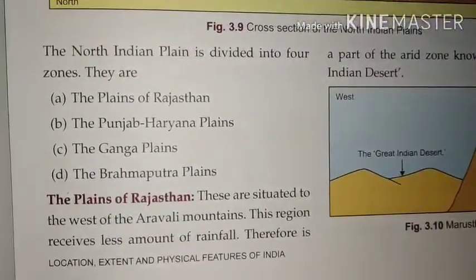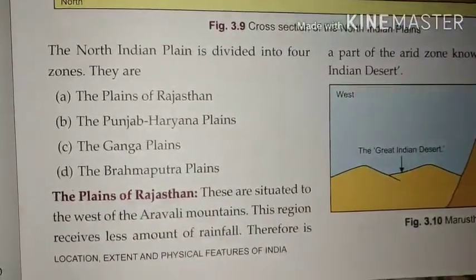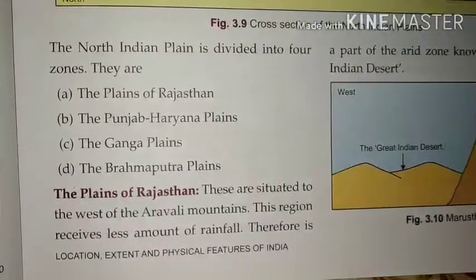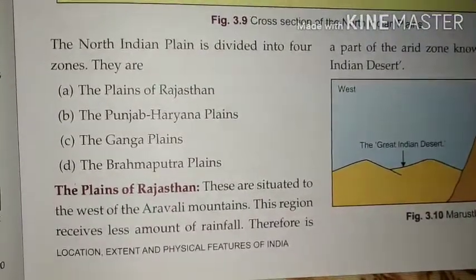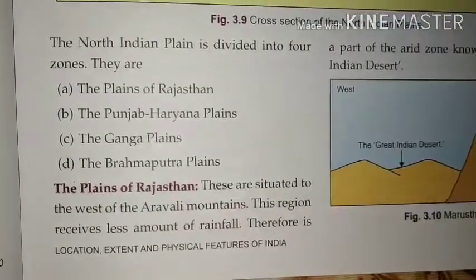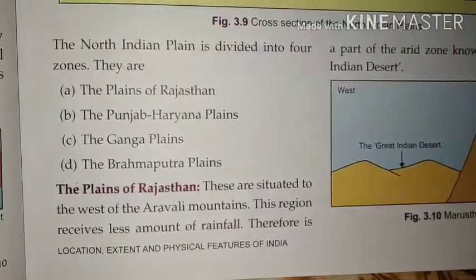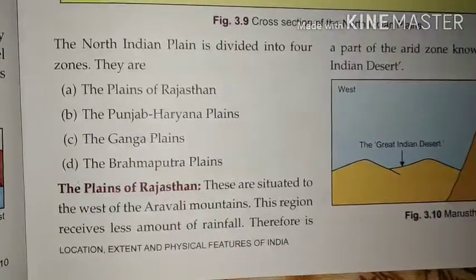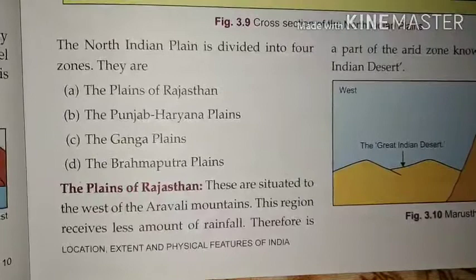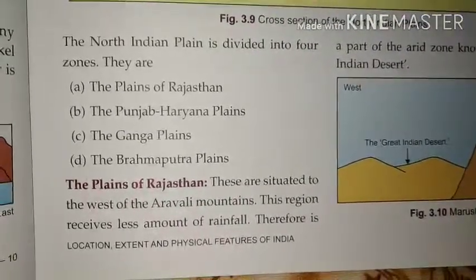Okay, it is situated towards the west of the Aravalli mountains. In the map you can see Aravalli mountains. So towards the west of Aravalli mountain, the Rajasthan plain is there, and this region receives a very less amount of rainfall. As you know that a bigger part of Rajasthan is a dry area, and the monsoon winds which come from the eastern part, when they reach Rajasthan, are not able to cause that kind of rainfall, because on its course it loses all the moisture. So very less amount of rainfall occurs.